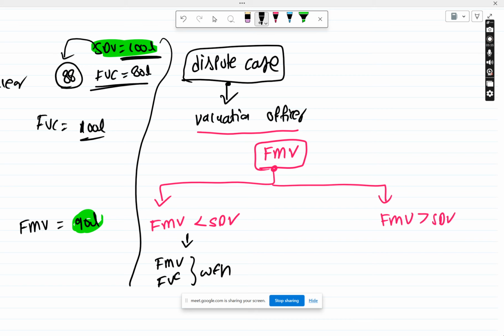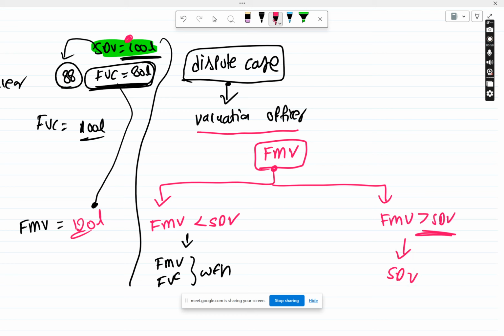What is the full value consideration in our example? 80 lakhs. And the fair market value decided is 90 lakhs. We can take 90 lakhs, whichever is higher. But sometimes the authorities say 100 lakhs, and the valuation officer says no, it is not even 100 lakhs, it is 120 lakhs. So he is deciding more than SDV. Then we will take SDV only.